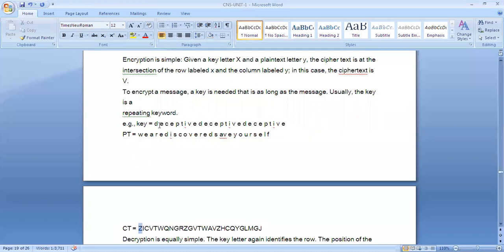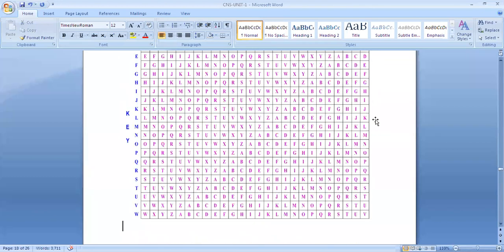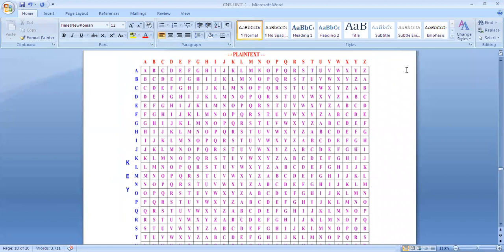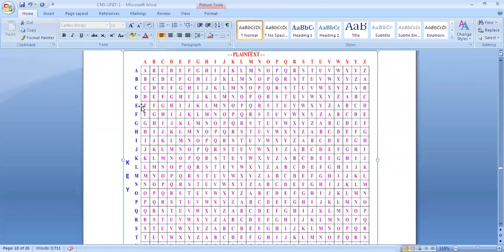Next one. What is the first letter of this plain text? E. And the next one, what is the letter of the key? E. So this is the E and this is the E. So check it out, E and E. So what is the letter here? I.